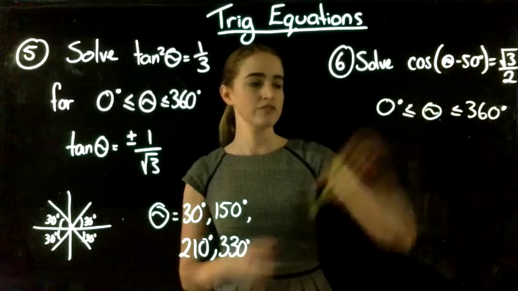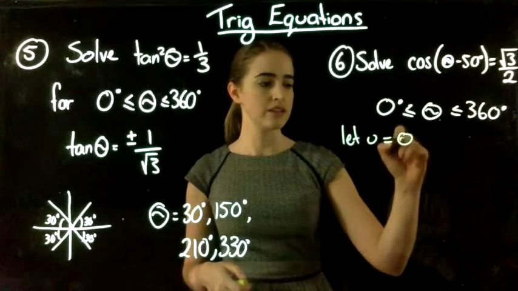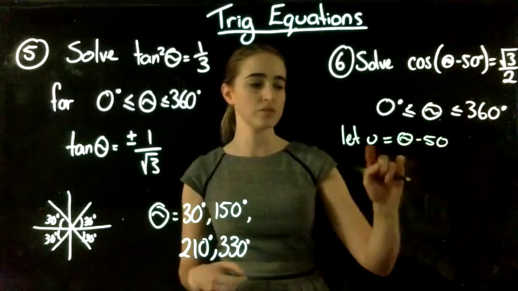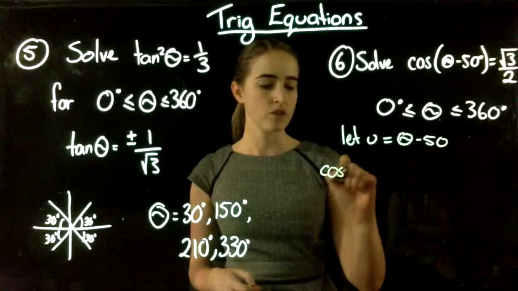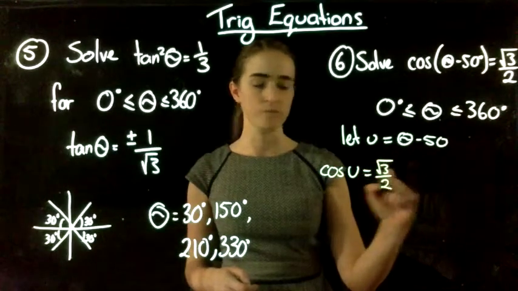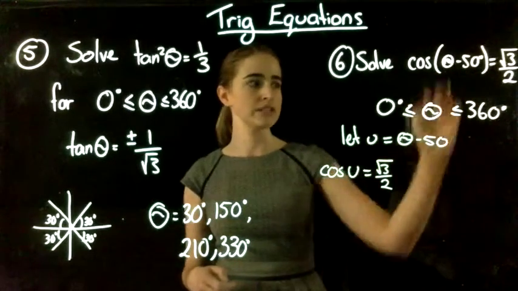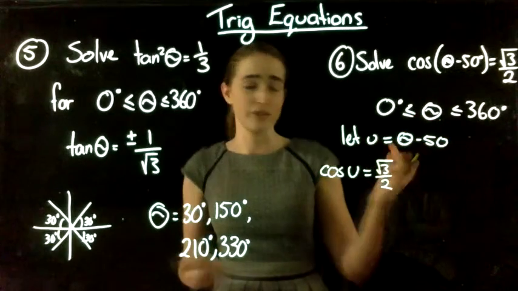So what we're going to do, we're actually going to make it look a little bit nicer. We're going to write let u equal theta minus 50. So we're going to replace that whole theta minus 50 just with the letter u for now. So we're going to end up with cos of u is equal to root 3 over 2. But if we've changed that, then the domain of u isn't going to be the same as the domain of theta, because they're 2 different things.